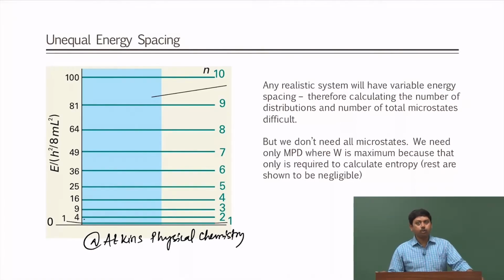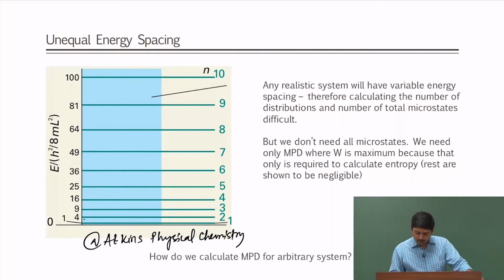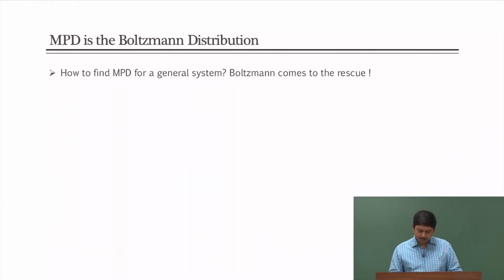That means we have to know how to calculate the most probable distribution irrespective of whatever the energy levels are. We do not have to care about the energy levels or energy spacing; we should be able to get the distribution of particles in the most probable distribution. Will that follow an exponential distribution like this? Let us see that. How do you calculate the MPD for an arbitrary system?